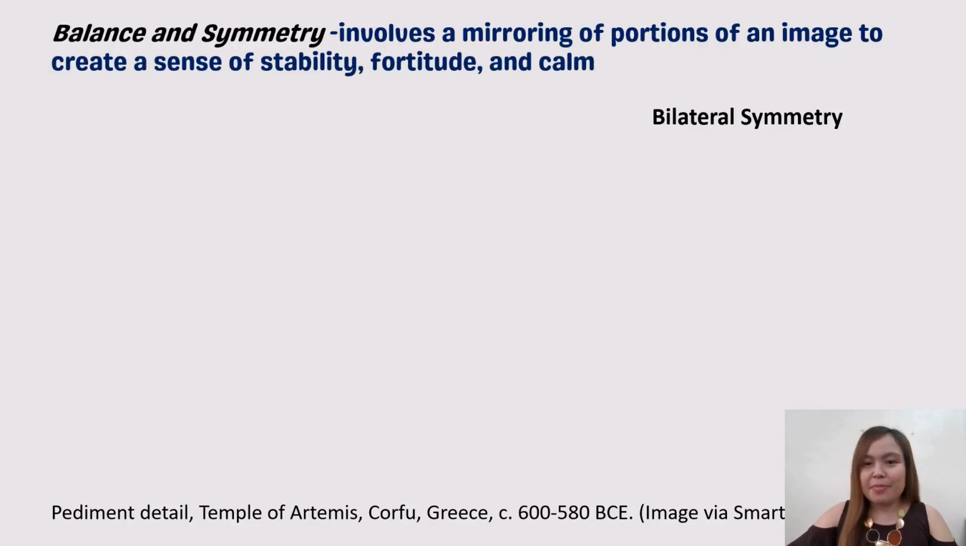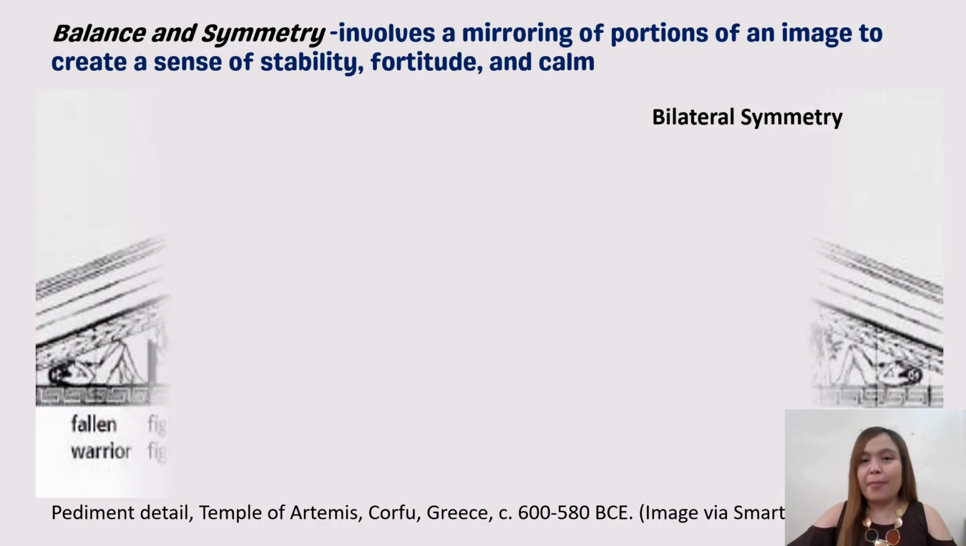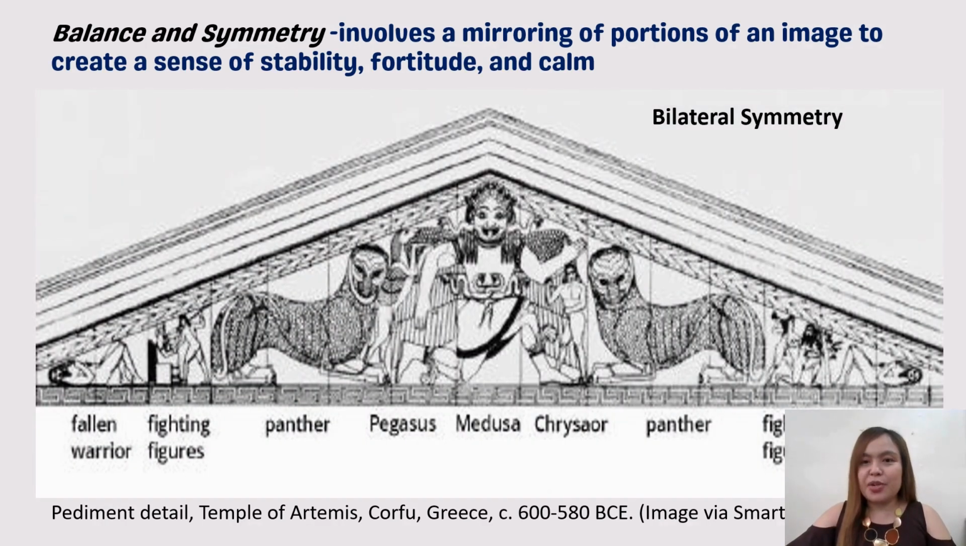First, let's talk about balance and symmetry. These involve mirroring of portions of an image to create a sense of stability, fortitude, and calm. One example of symmetry is what we call bilateral symmetry. So simply put, both sides of a picture are exactly the same.